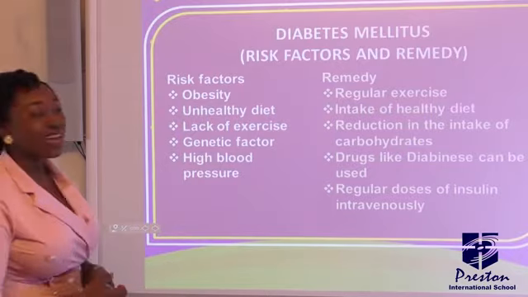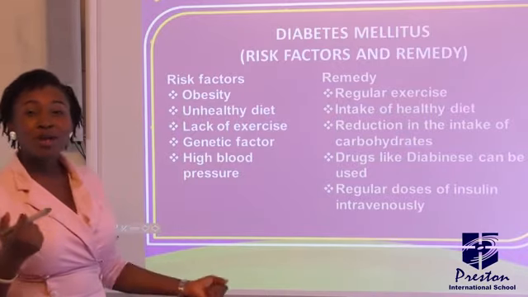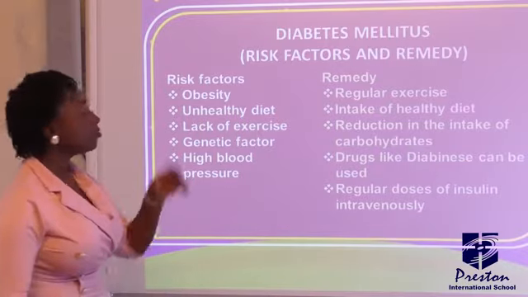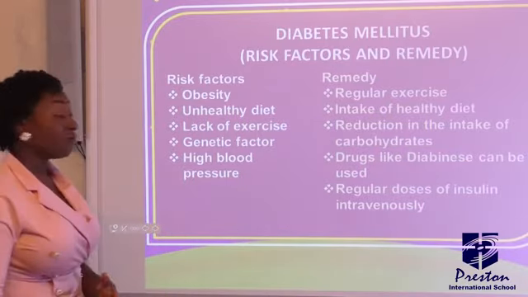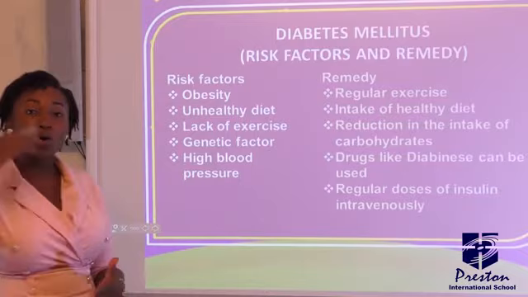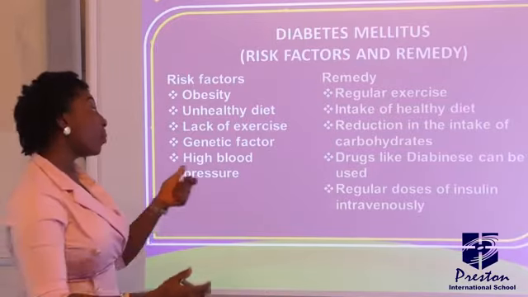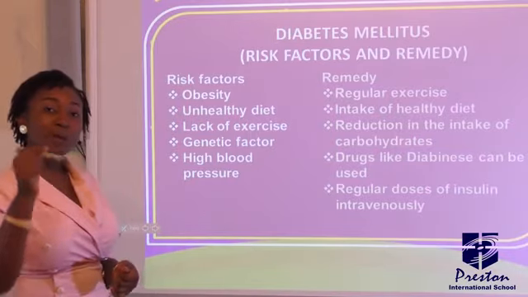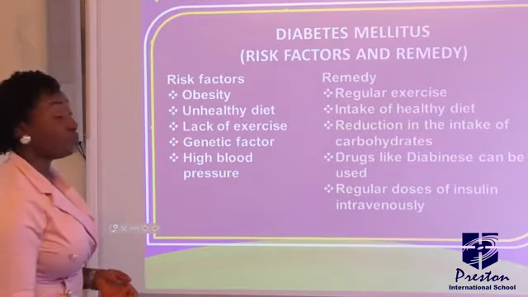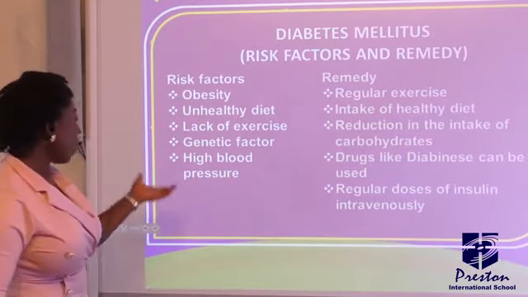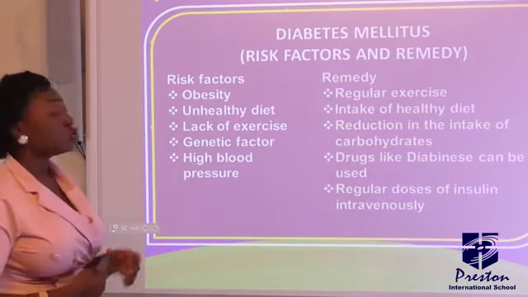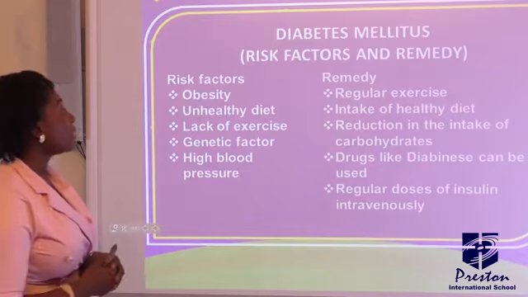Then we have lack of exercise. When you don't carry out physical activity daily, you are likely to come down with this disease. Then genetic factor, that's if your parent or grandparent had suffered from it, you have the likelihood of going through it. So it's better for you to start preventing it at childhood before you get to adulthood. Then anyone that always has high blood pressure frequently is also predisposed to diabetes mellitus.